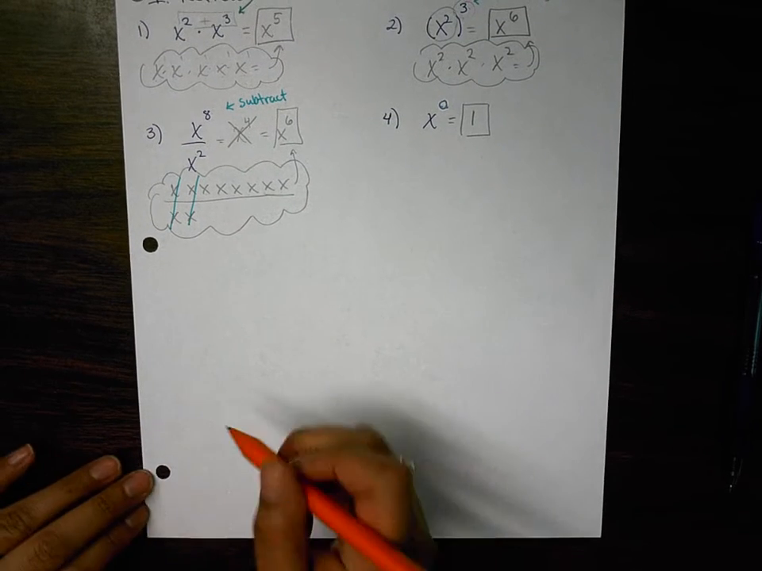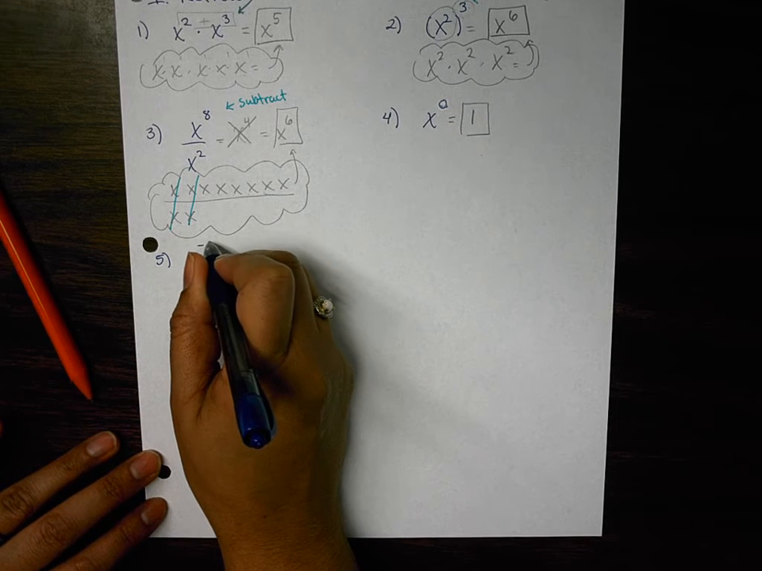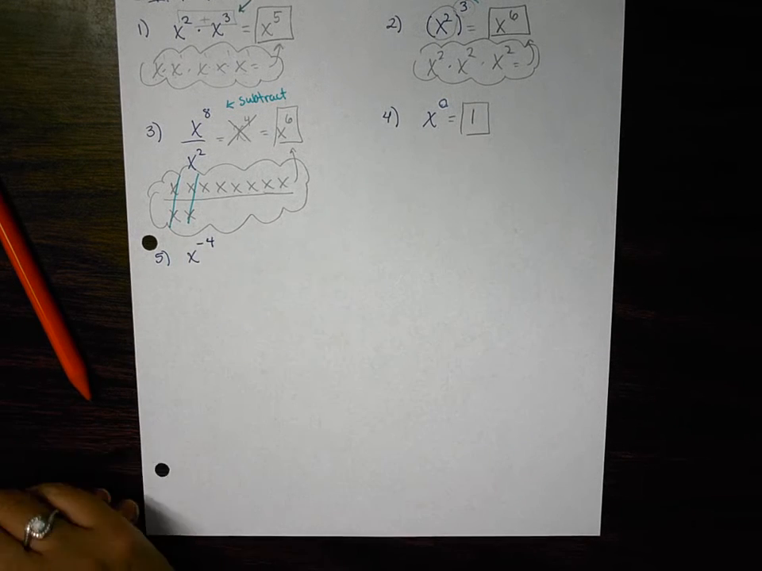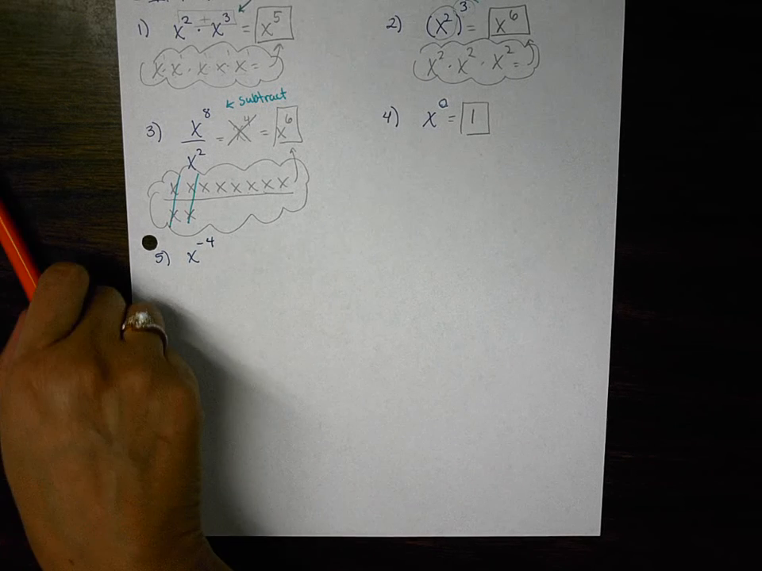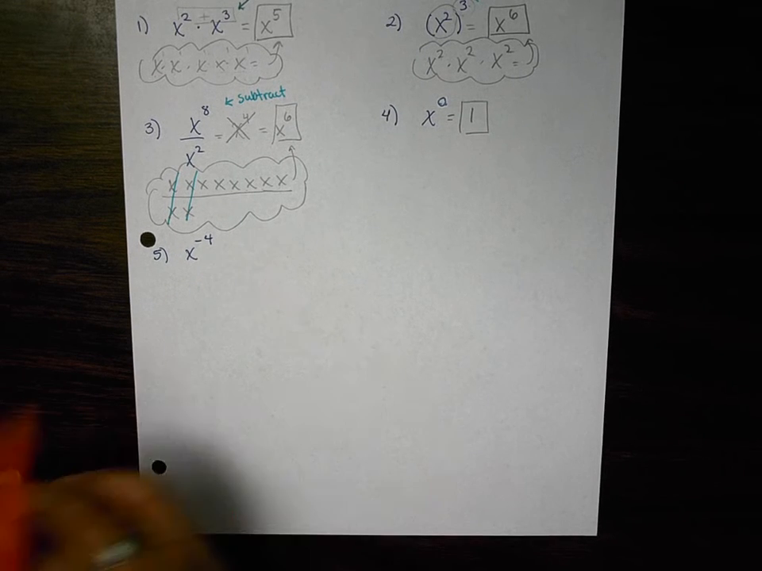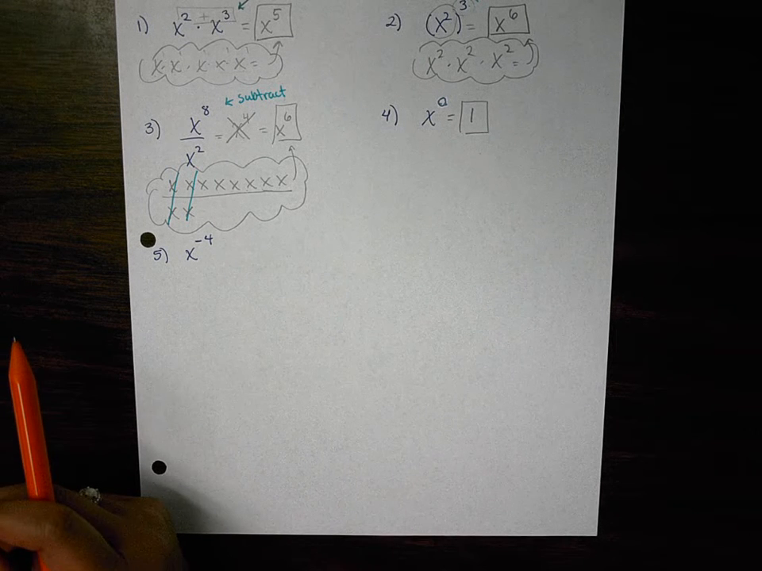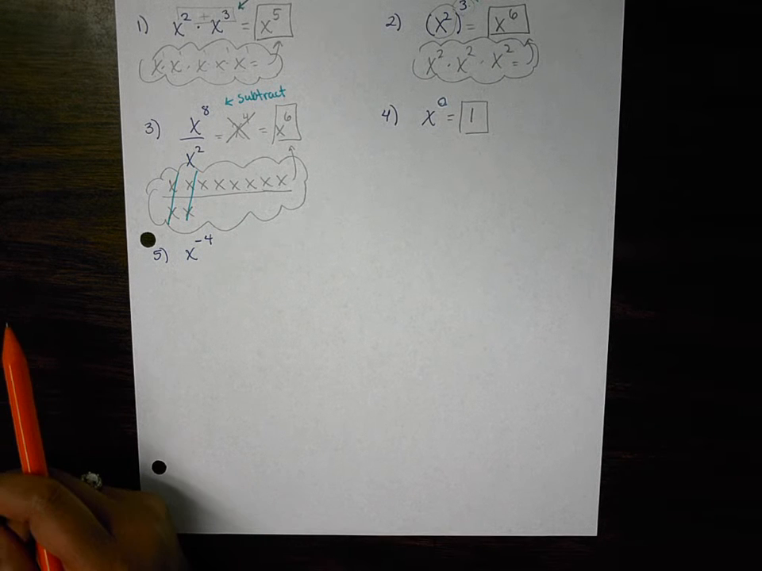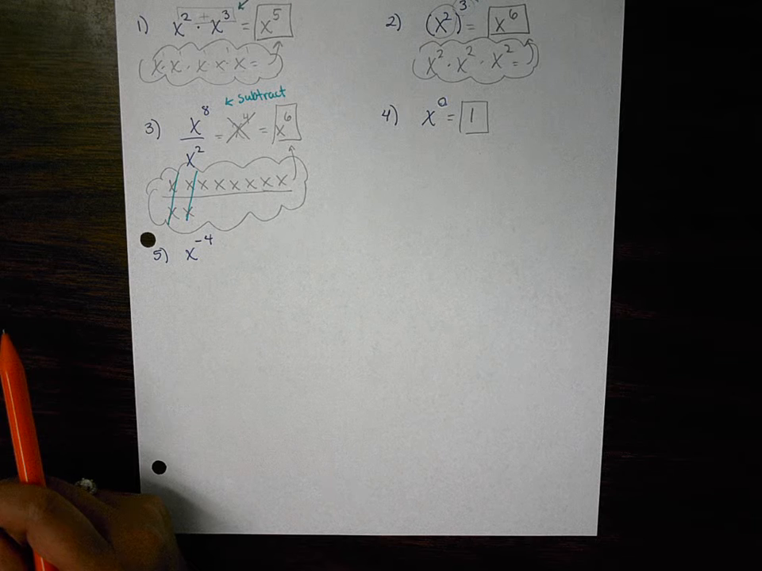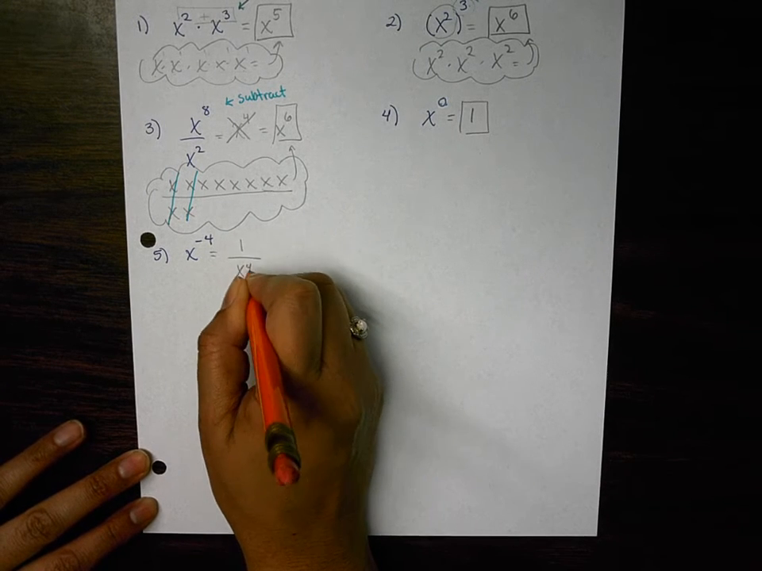All right. Number 5, another review from last year. X to the negative 4th power. I didn't talk about this one yesterday, or Tuesday. Do you guys remember this? Does anyone remember this from last year's math class? What your Math 1 teachers taught you? Something with a fraction? Something with a 1? No? 1 over x to the 4th.